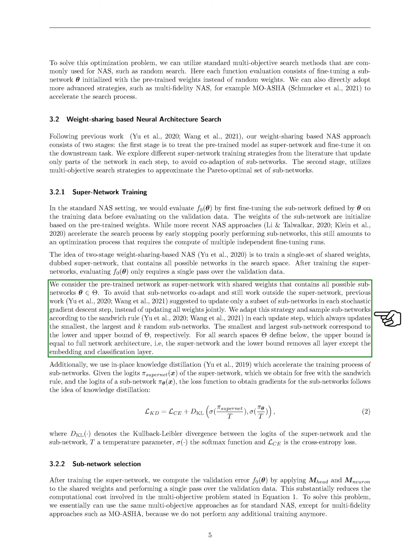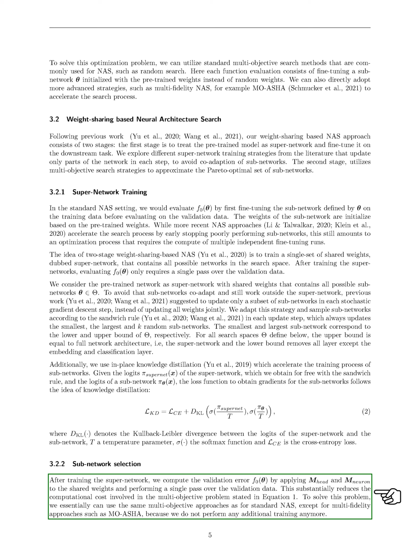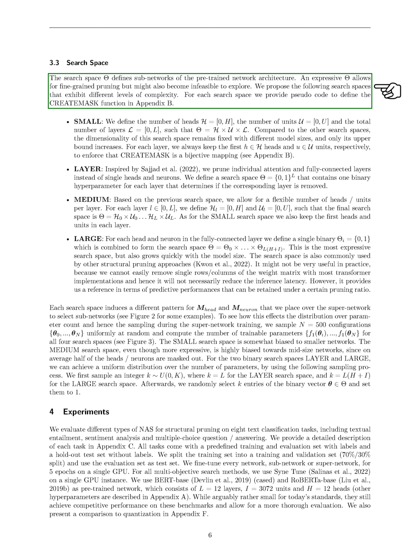To select subnetworks, we apply specific functions to the shared weights of the supernetwork and compute the validation error. This reduces the computational cost significantly. We can use various multi-objective approaches to find the best subnetworks. The search space theta defines the subnetworks of the pre-trained network architecture.